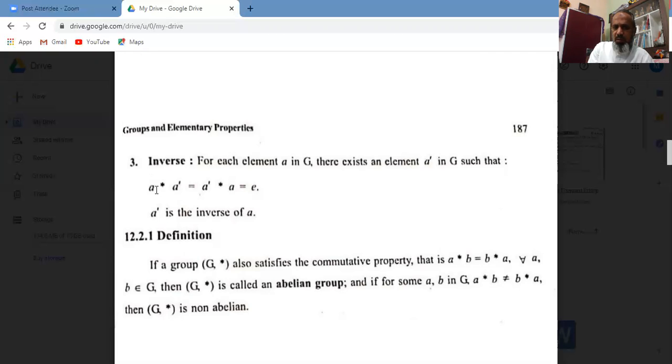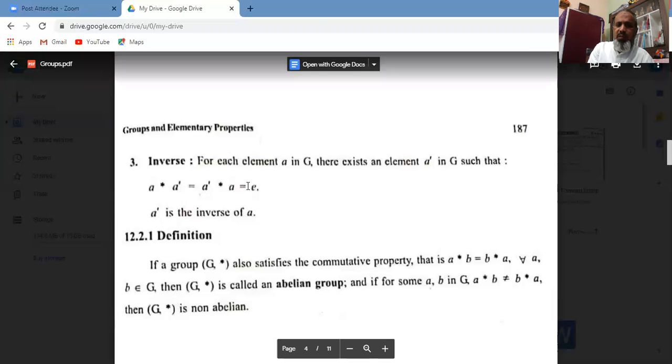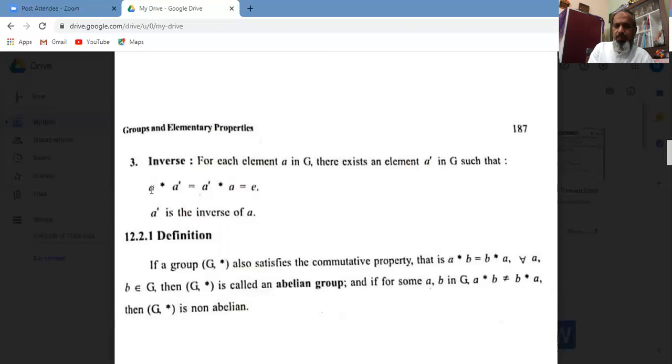With respect to addition, if A plus B is equal to B plus A is equal to 0, here 0 is the additive identity with respect to addition. So A plus B must be equal to B plus A is equal to 0. So A plus B is equal to 0 means A is equal to minus B, or B is equal to minus A. So minus A is the additive inverse of A. So here if we write A plus minus A is equal to minus A plus A is equal to 0, so minus A is the additive inverse of A.